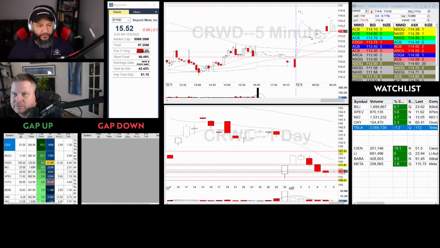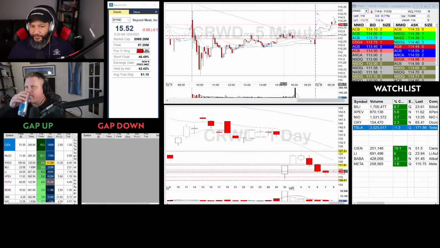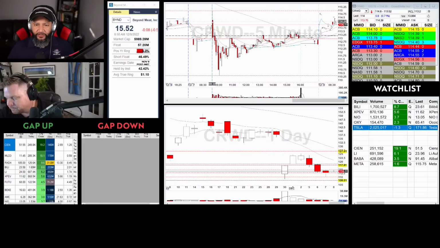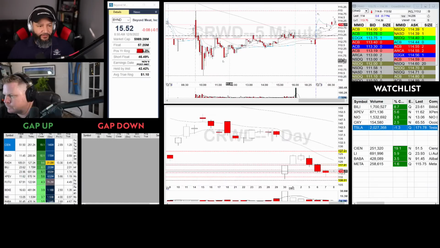Crowd had a good move at the open yesterday, 130 RVol. Right now though, it had a decent move there. But again, I don't like this chart for the way I trade. This is not great for me. Right now, guys, not really in play. 14,000 shares traded, so not a whole lot going on there.